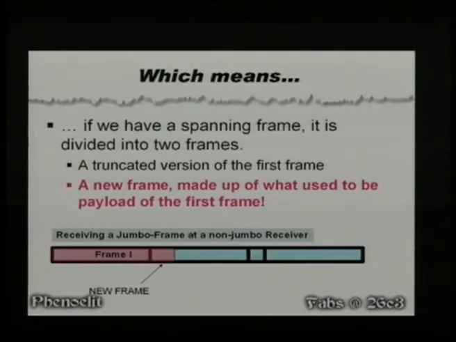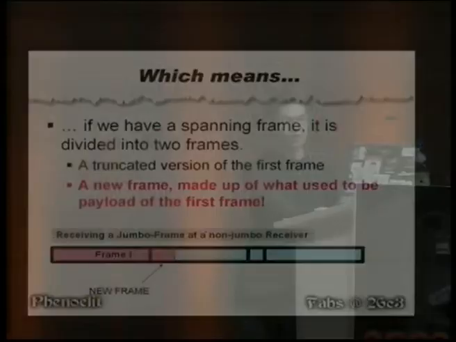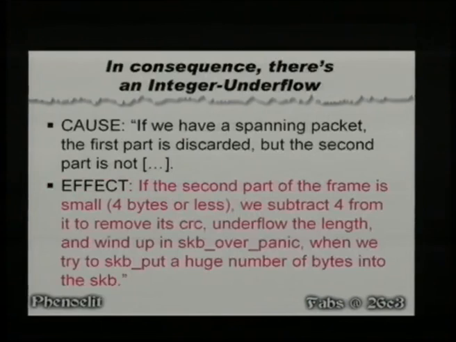But actually, what's happening here? What's happening is that we're taking a frame and we're using the last part of the frame and interpreting it as an extra frame, as a new frame. This used to be payload, and now we're saying this is an independent frame. And that's the actual bug. So there's a cause. If we have a spanning packet, the first part is discarded, but the second part is not. And it is interpreted as an independent frame. Okay? And the effect is that if it is smaller than this and that, you get the integer underflow and all the stuff that we understand.